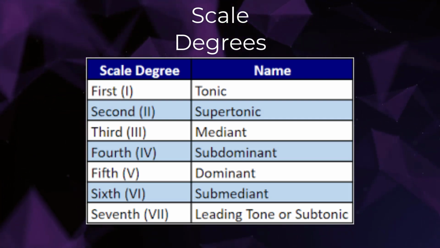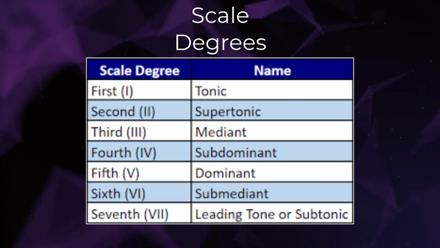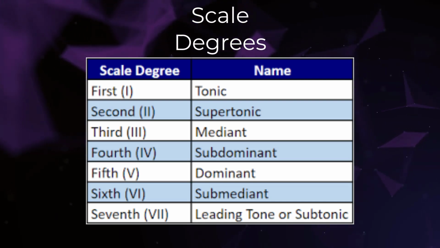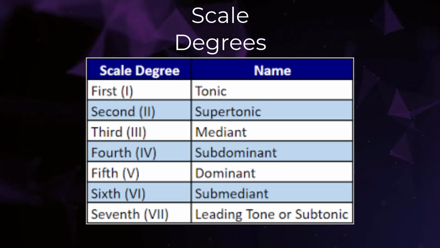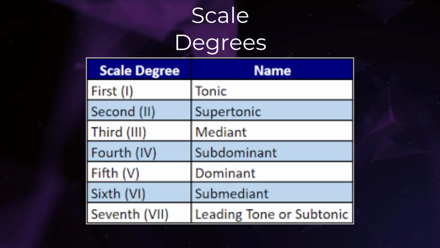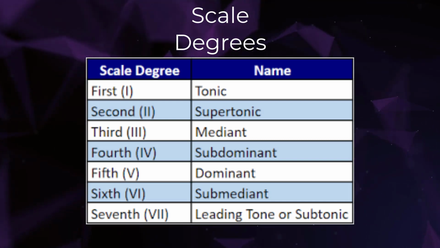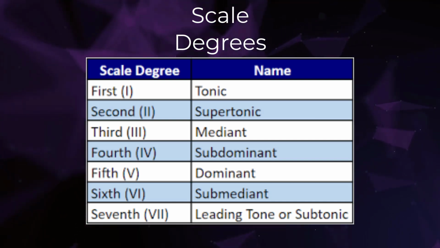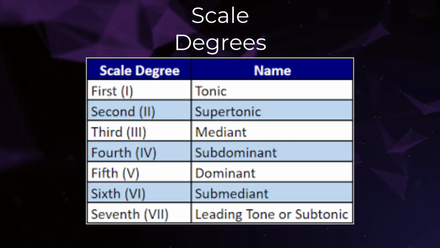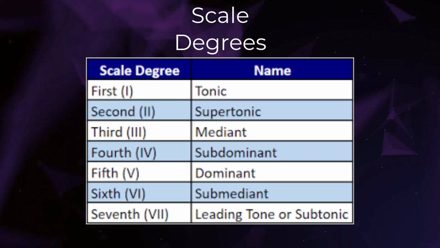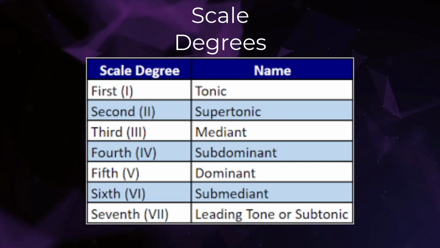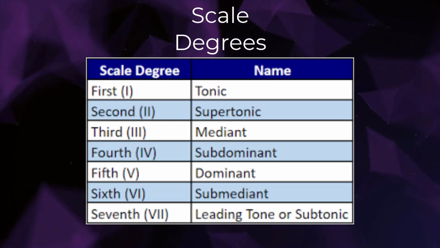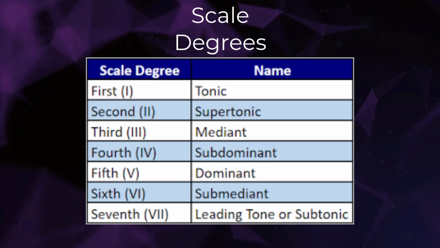Subtonic is a generic term for the 7th scale degree, but is generally used for notes a whole step below tonic. Leading tone has a strong tendency to resolve up to tonic and is a half step away. A leading tone is a specific type of subtonic. A handy way to remember this is to sing the Flintstones theme song like this. Tonic, supertonic, mediant, subdominant, dominant, submediant, leading tone, and then the tonic.